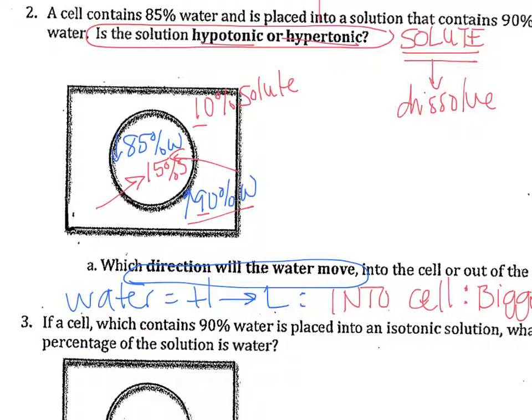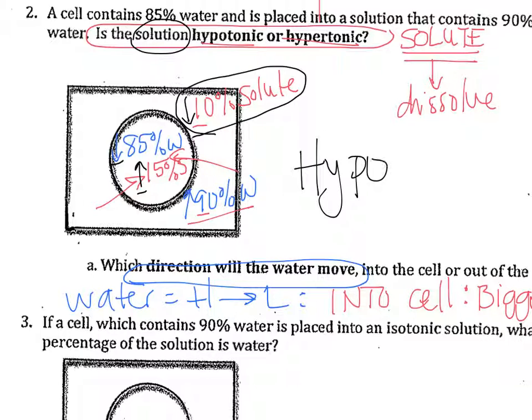And then I want to identify. 15 is high. Once again, you can just look. It's an inverse relationship. If water is low, we knew solute had to be high. And 10 is lower than 15. So the solute concentration outside the cell, in the solution, which is what it's asking for, is low solute. Therefore, it is hypotonic. All right, so our solution in this one is hypotonic.